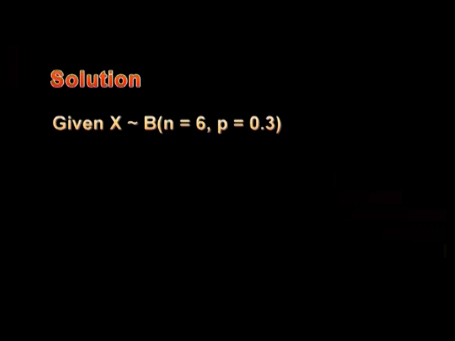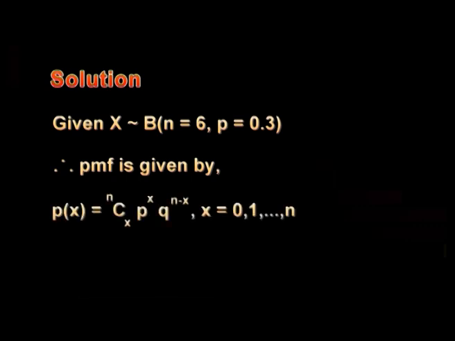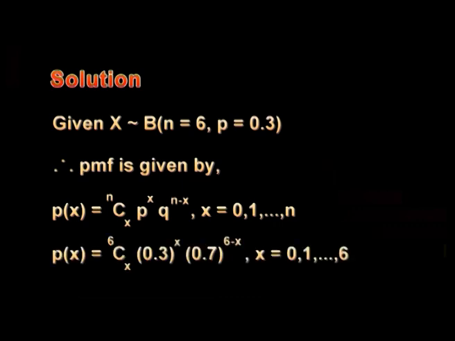Given x follows binomial distribution with parameters n is equal to 6 and p is equal to 0.3. Therefore, the probability mass function is given by P of x is equal to nCx into p to the power x into q to the power n minus x, where x takes the values 0, 1, etc. to n. Substituting the values, we have P of x is equal to 6Cx into 0.3 to the power x into 0.7 to the power 6 minus x.